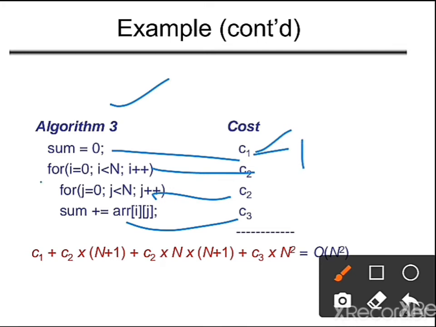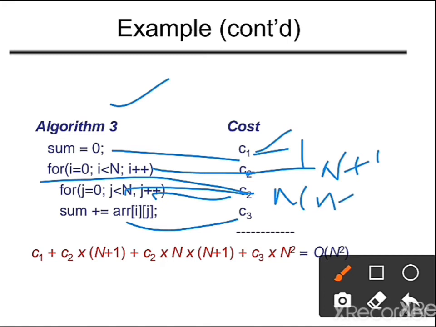Here C2 will be executed n plus 1 times, and this C2 is an inner loop, so it will be executed n into n plus 1 times, and here C3 will be executed n into n plus 1 or n square times. We can simply say that it is executed n square times.